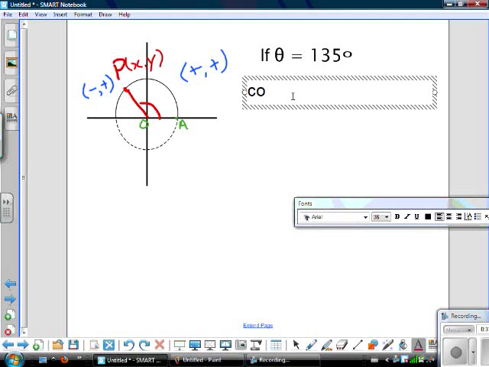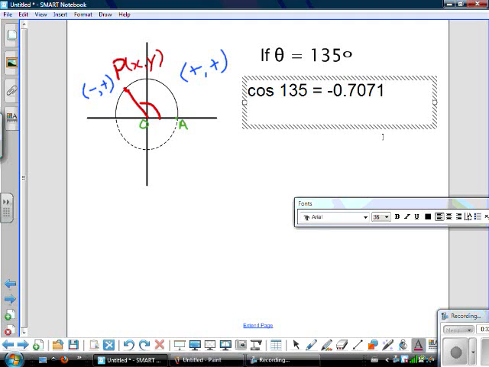Then we know that if we take our calculator and we do the cos of 135 degrees, we end up with negative 0.7071. Okay? And that makes sense because cos is our x value, and so x is negative in the second quadrant. The same idea works if I look at the sine of 135 degrees. What I end up with here is a positive 0.7071. Okay, now I purposely picked those because those are related to the special angles that we did before.